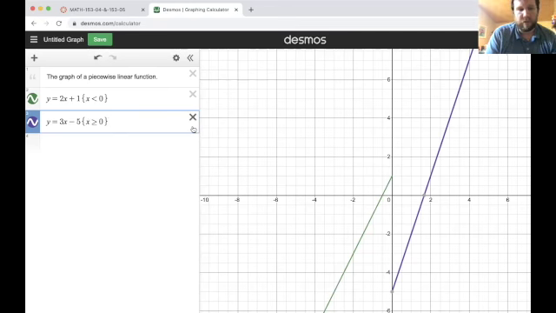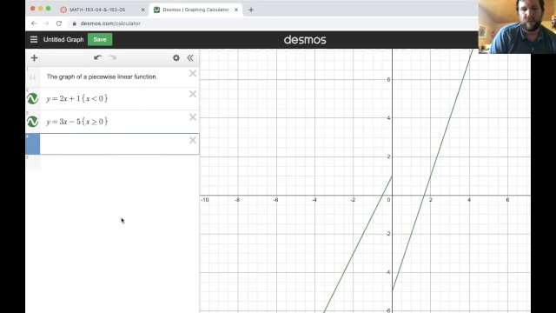There's one potential problem, which is right away it looks like this might not pass the vertical line test. It looks like at y equals 0, it might cross twice. So I need to make it extremely clear which piece is actually on the graph. And I can do that by creating open and closed circles.